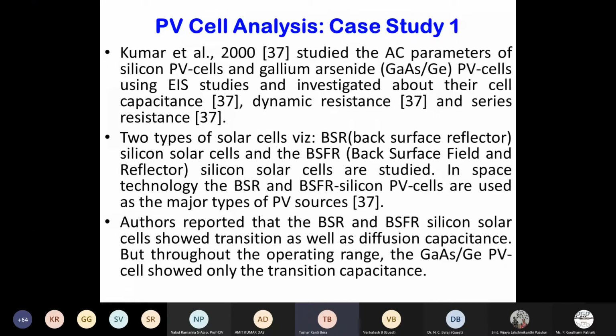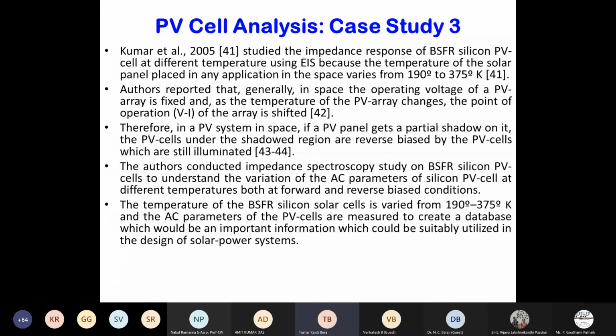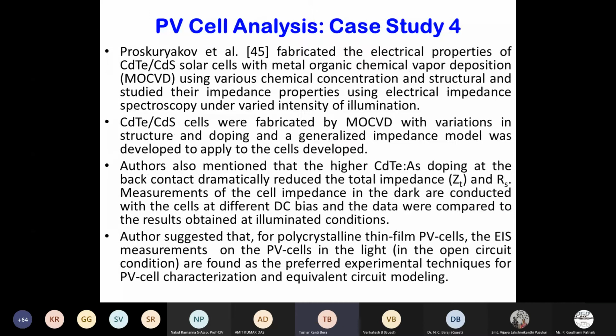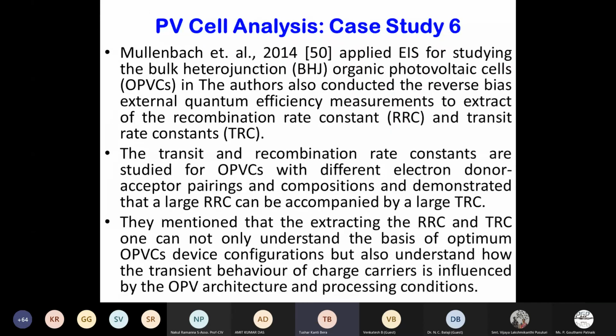So depending on the material and material structure, whenever we are going for any manufacturing or fabrication, there will be several parameters. Those parameters will be defining the amount of the efficiency which will be exerted in the real time application. So that type of parameters can be detected by the help of impedance analysis. So I will not go through all this literature survey for the PV cell analysis.